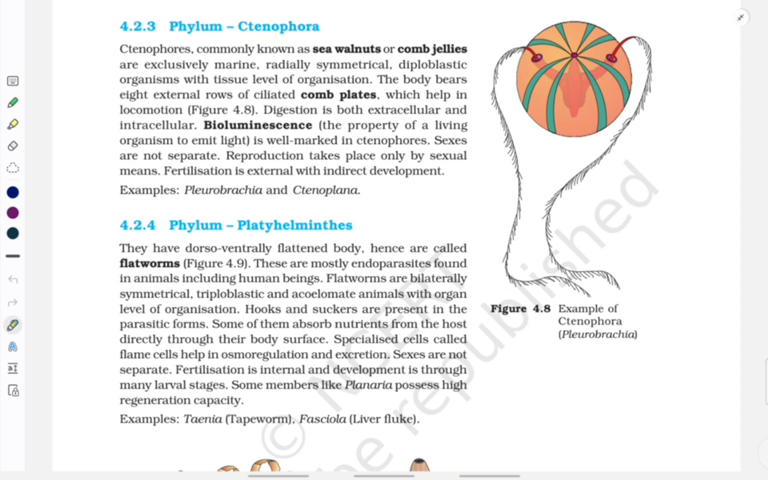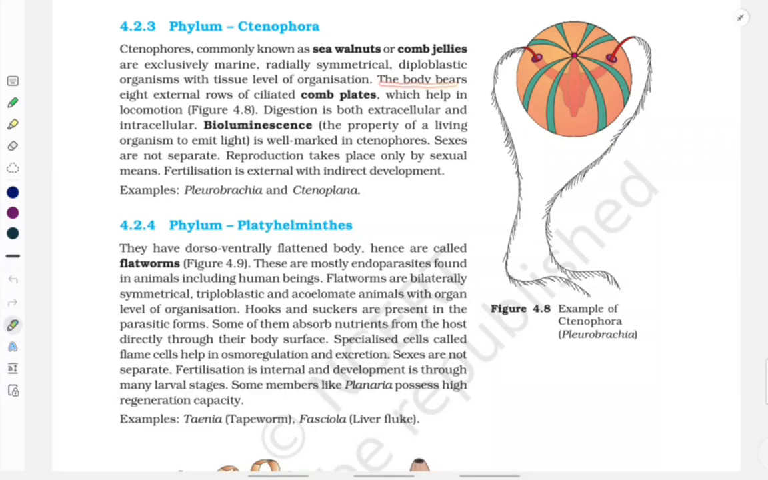Let's begin with Ctenophora. Ctenophores, commonly known as sea walnuts, as you can see the shape, or comb jellies, are exclusively marine and radially symmetrical, which is true. If I make a plane like this and try to divide it into different planes, I will be able to do it, right? It is radially symmetrical, diploblastic, and tissue level organization is seen.